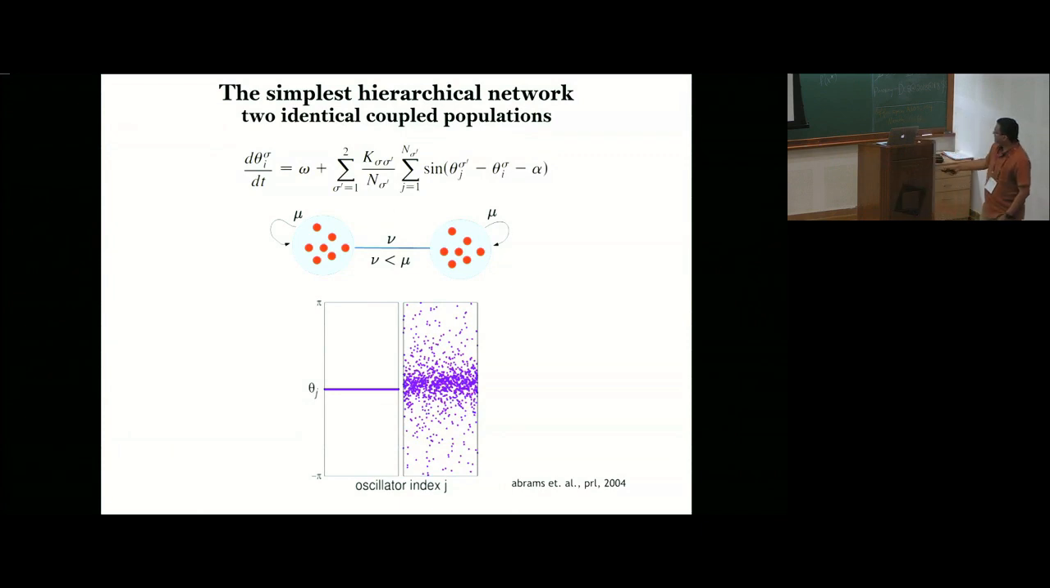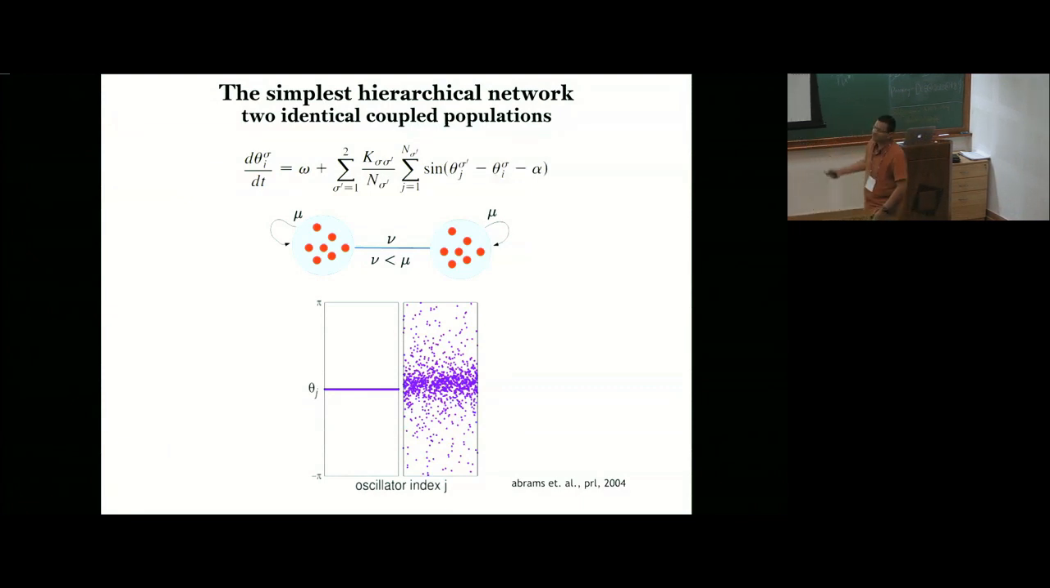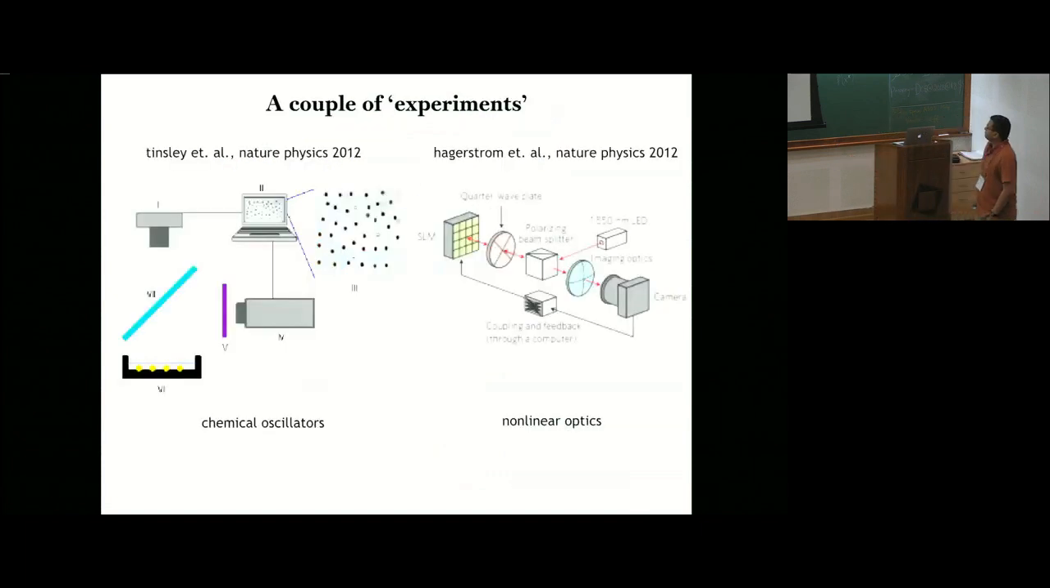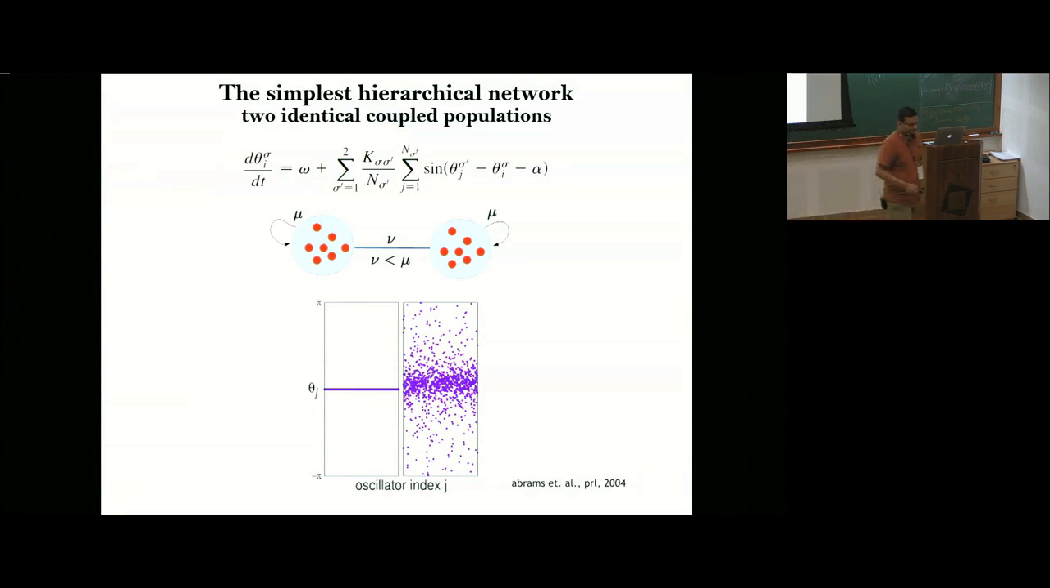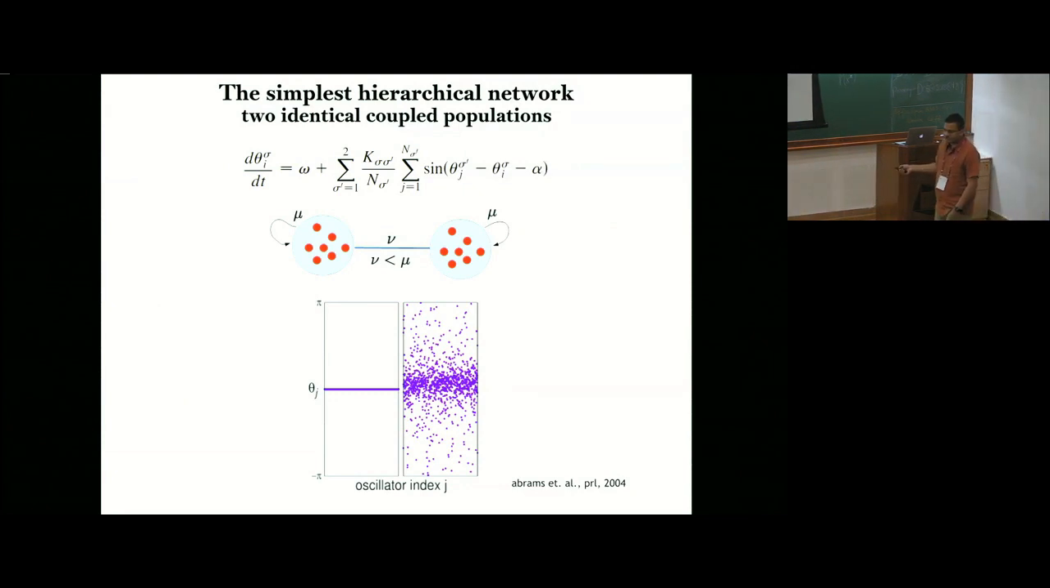Again, division into populations. This study was due to Abrams and Strogatz, where they considered two populations of oscillators which are coupled to each other weakly, and in the absence of this coupling, each population is capable of synchronizing. And in this configuration, what they found as this chimera state was one population which was perfectly synchronized and the other population which remained desynchronized. And of course, this is symmetric. So the initial conditions were broken symmetry initial conditions, right? In other words, it stayed with what you started the system with.